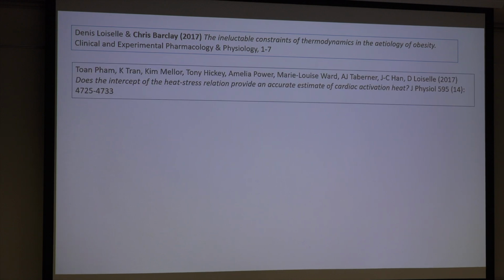And this one was good because another 40-year mystery solved, this time by Ton. Where's Ton? Ton's over there in the corner hiding. Does the intercept of the heat stress relation, if you remember way back when, one of the second slides, I think I showed two curvilinear lines, one in ATP, one in high calcium, one in low, that JC had done, provide an accurate estimate of cardiac activation heat? The answer to which was yes, despite there having been 30 or 40 years and probably as many articles published saying we just cannot detect a difference.